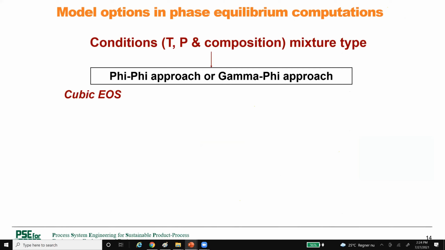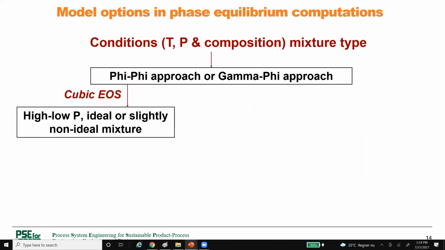So we have gamma-phi. That means we use activity coefficient and fugacity coefficient, or we use an equation of state where we use fugacity coefficient for both phases, okay? So if we want to choose the fugacity coefficient for both phases, one option we have is cubic equation of state. High or low pressure, it doesn't matter, but the system should be ideal or slightly non-ideal, but not highly non-ideal.